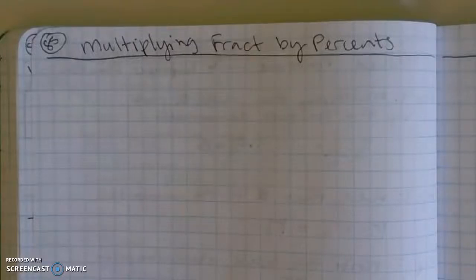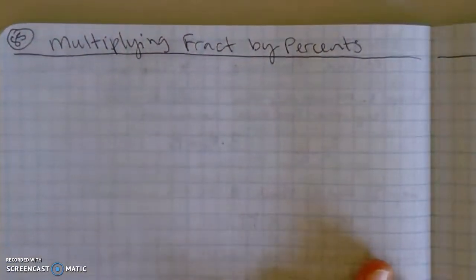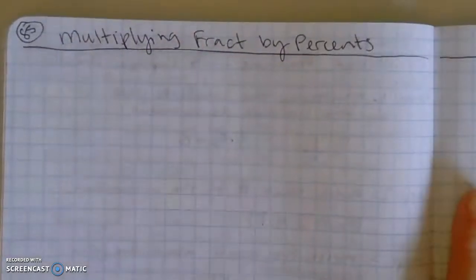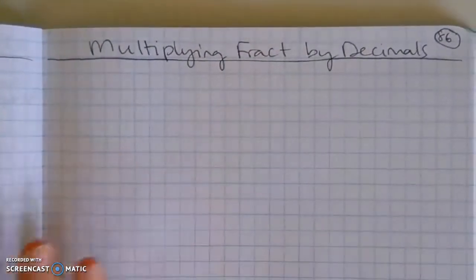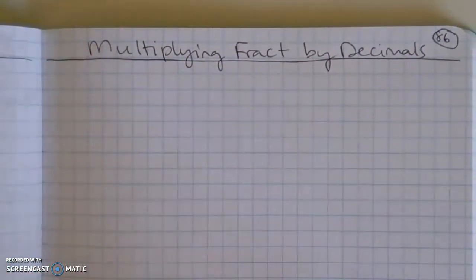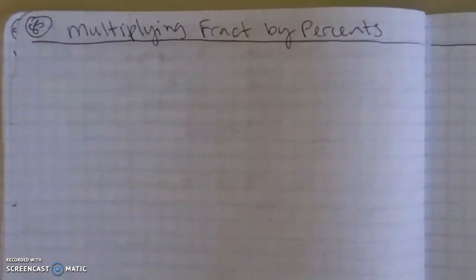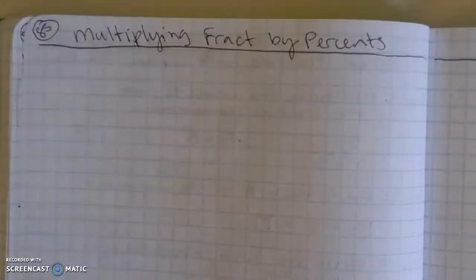We're going to dive into the multiplication part of fractions, and we're going to do it by two different things. On page 85, we're going to do multiplying fractions by percent, and on page 86, we're going to practice multiplying fractions by decimal. So I'm going to do notes at the top of each page, and then we'll do practice problems at the bottom of each page. And I'm going to go pretty quick with this, so if you need to stop the video to catch up on notes, please do so.